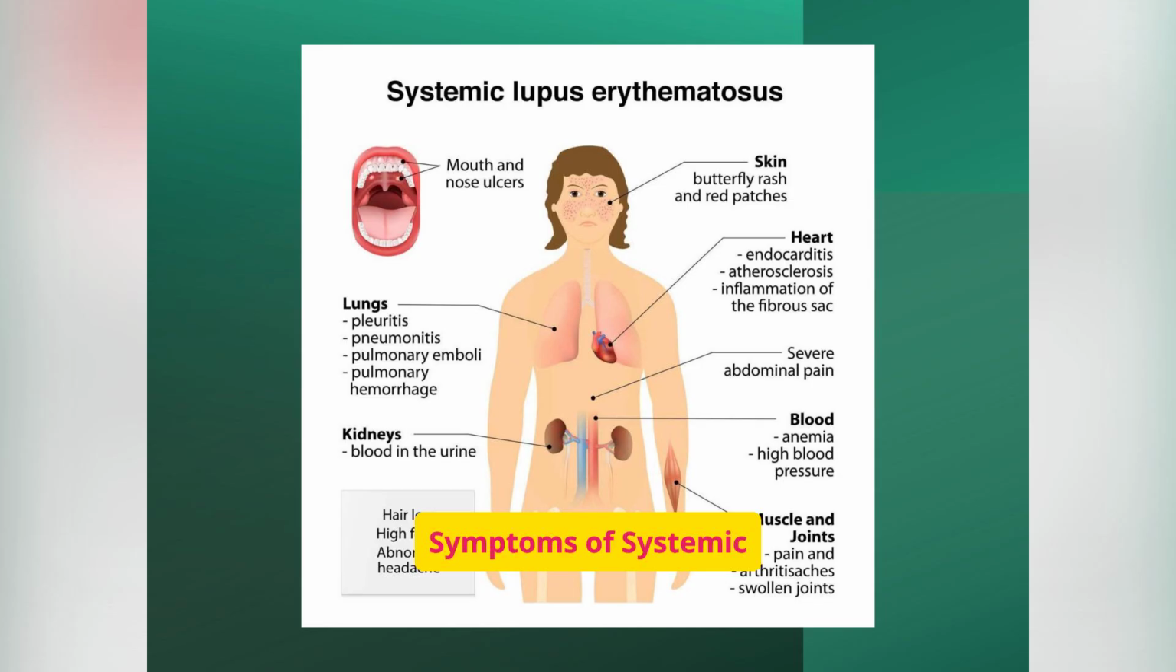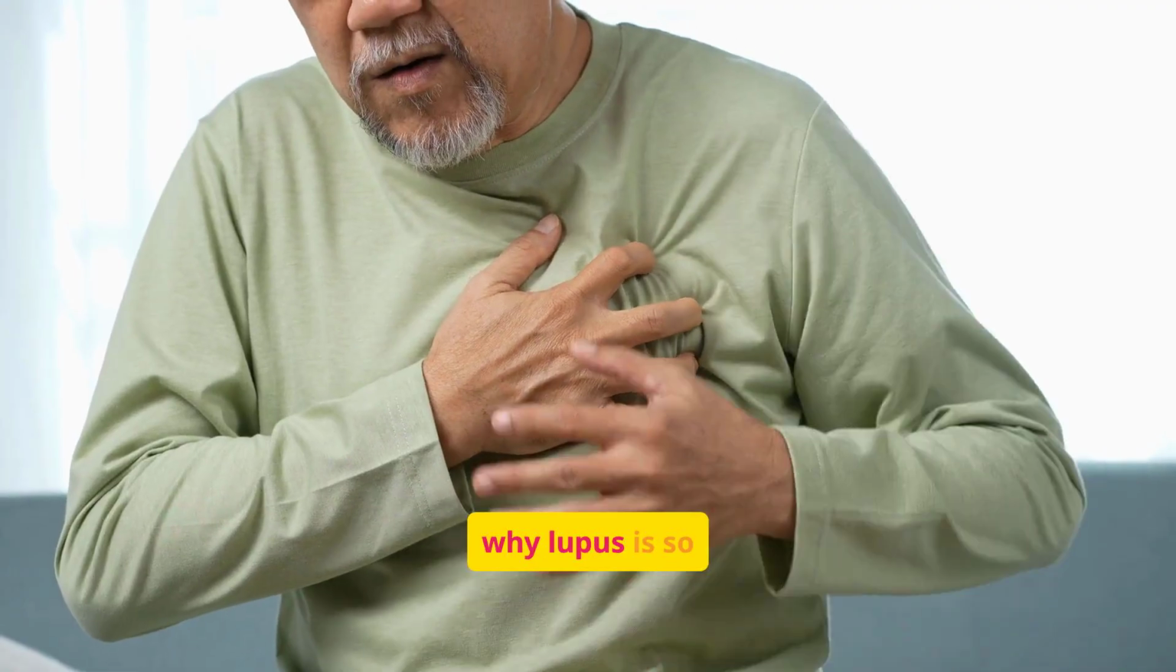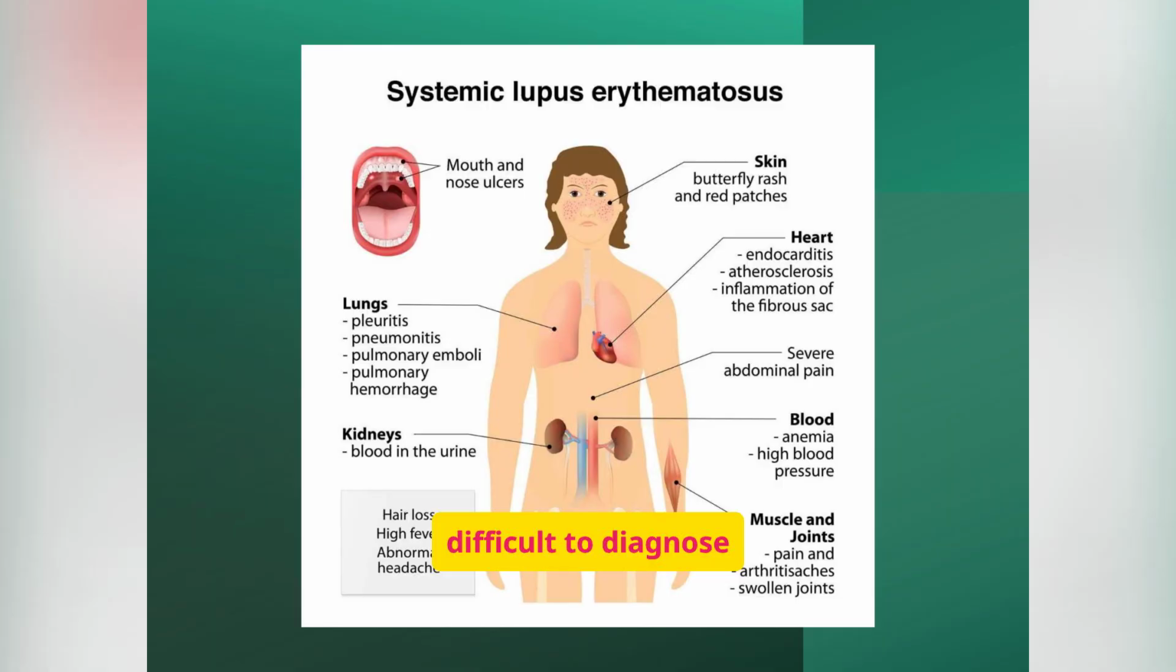Symptoms of systemic lupus erythematosus (SLE) can affect various organs, including the skin, heart, lungs, kidneys, muscles, and joints. This broad range of symptoms is why lupus is so difficult to diagnose early. One patient may have mostly joint pain, while another may present with chest pain or shortness of breath. Nurses must stay vigilant and think systemically when assessing these patients.